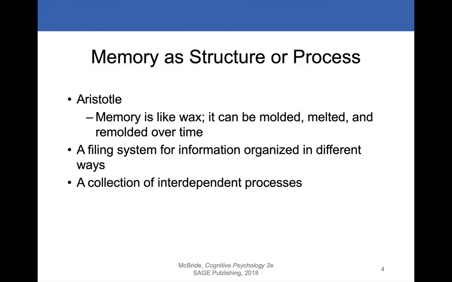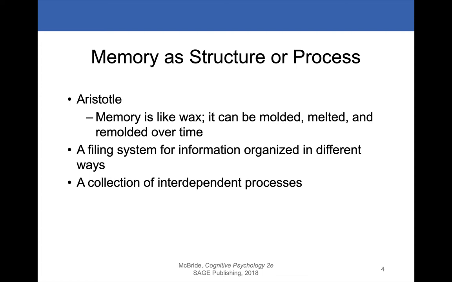So is memory a structure or a process? Some researchers view memory as a thing, an actual object, such as a storage unit or a structure where information is held. So, for example, Aristotle, in one of the earliest theories of memory, talked about how memory is like wax. It can be molded into different shapes to store. It can be melted, which is kind of analogous to forgetting. And it can be remolded, so that memories change over time. So Aristotle used this notion of wax as memory.